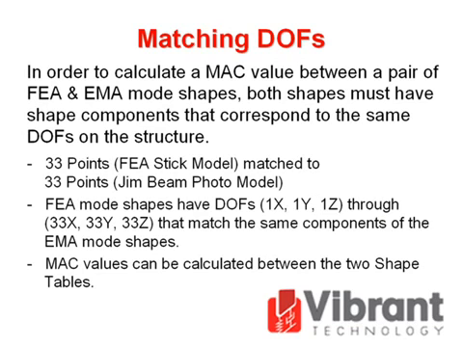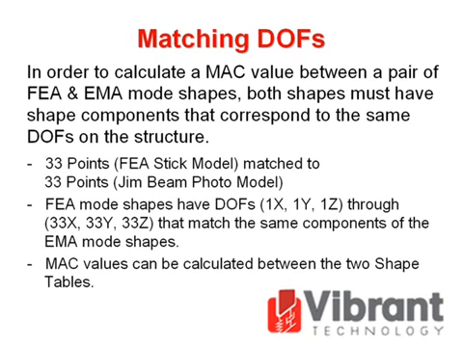In order to calculate a MAC value between a pair of FEA and EMA mode shapes, both shapes must have shape components that correspond to the same DOFs on the structure. Recall that the 33 points in the FEA stick model were numbered to match the 33 points in the Photo Jim Beam model before the FEA stick model was meshed. Consequently, the FEA mode shapes have components for DOFs 1X, 1Y, and 1Z through 33X, 33Y, and 33Z that match the same physical points as the shape components of the EMA mode shapes. Hence, MAC values can be calculated between the two shape tables, Shape Mode Shapes and Shape FEA Modes.